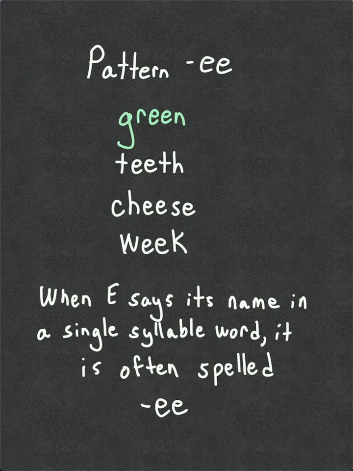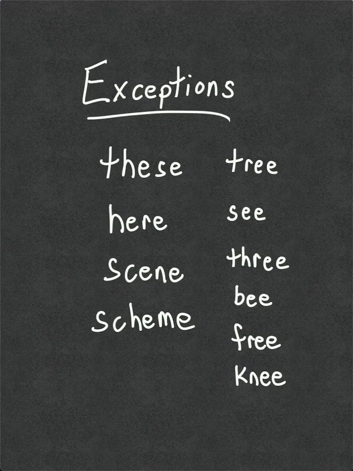Pattern EE, as in the words green, teeth, cheese, and week. What pattern can we notice in these words? Green, teeth, cheese, week. One clear pattern is that when E says its name in a single syllable word, it's often spelled with the letters EE. However, that's not always the case.